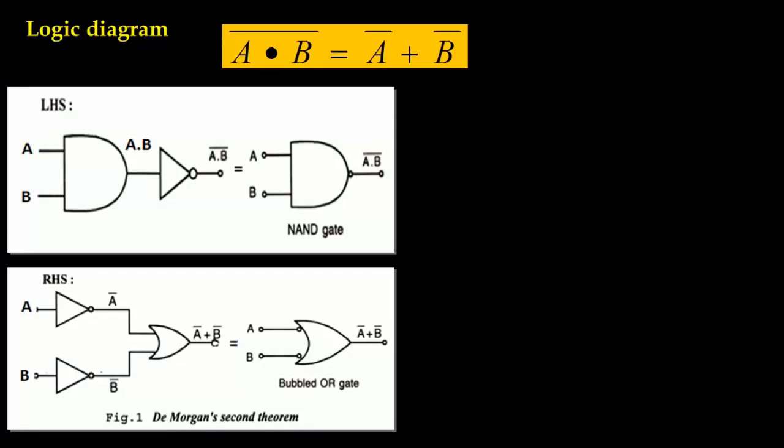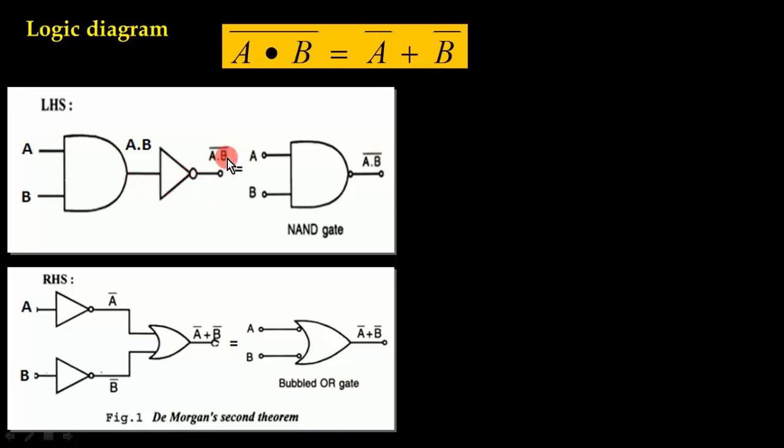Now let us draw the logic diagram. Let us consider the left hand side. We have A dot B. This is possible by using an AND gate. If the inputs are A and B, the output will be A dot B. Here we require a complement. The complement is possible by using a NOT gate. So we connect a NOT gate at the output of the AND gate.